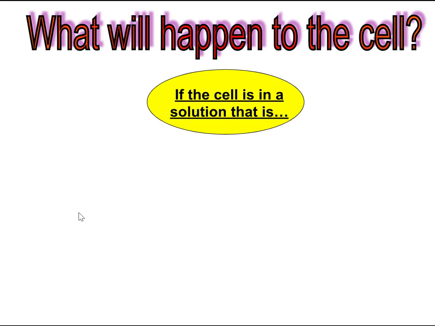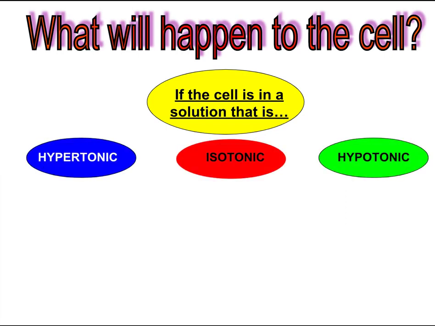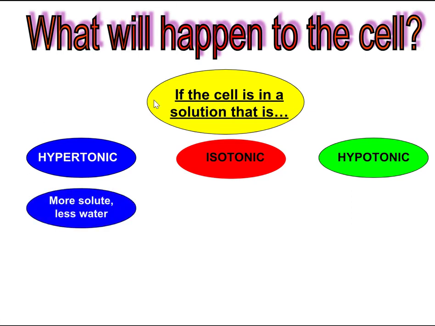All right, so we are back in our packets now. We are filling out these bubbles at the bottom of page 11. In the top one, you're writing if a cell is in a solution. We're going to be going through all these solutions again. In those bubbles, you're going to fill out hypertonic solution or just hypertonic, isotonic, and hypotonic. We're going to start with hypertonic.